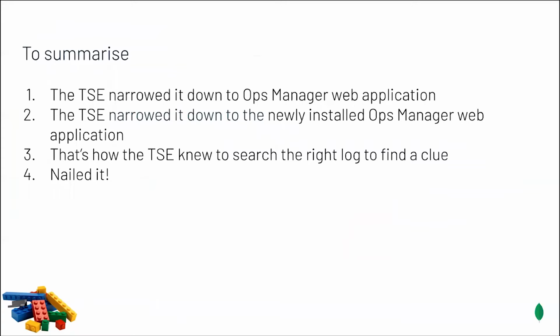So let's summarize. First of all, the TSC narrowed down the problem. He or she eliminated the working parts, and nailed the problem to the newly installed Ops Manager. And the TSC knew where to look for the right log, and the error gave a clue to find the answer, which was the gen key. Nailed it. Everything works.